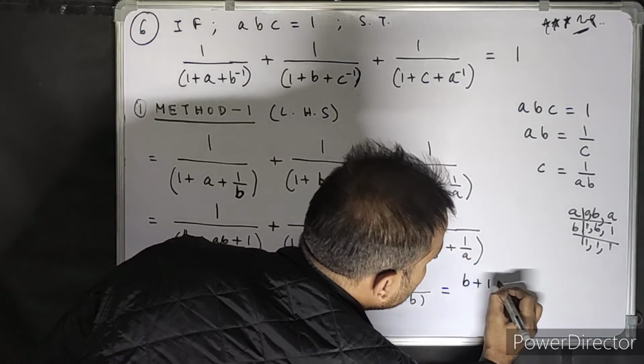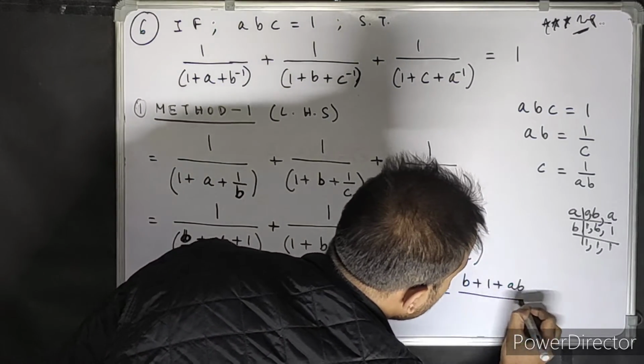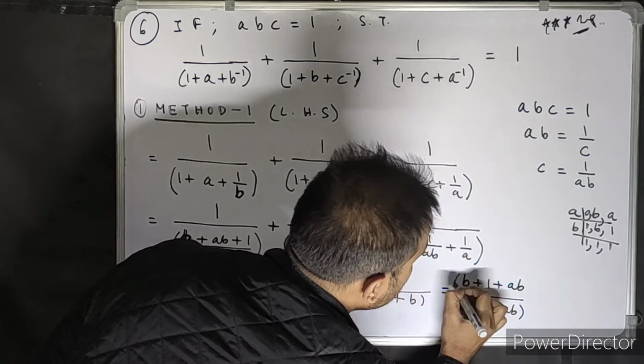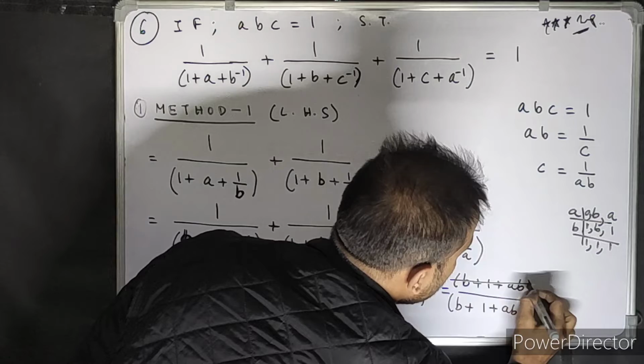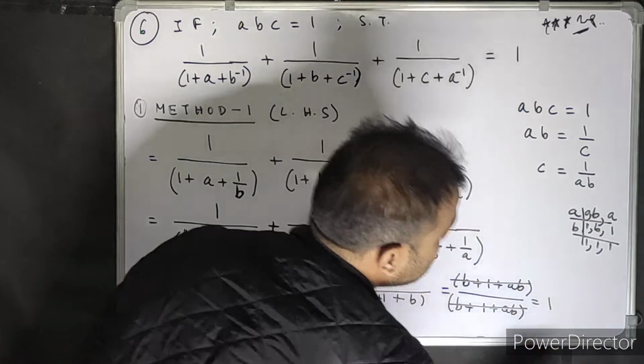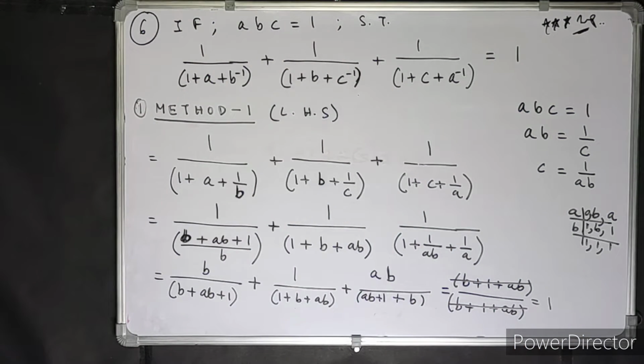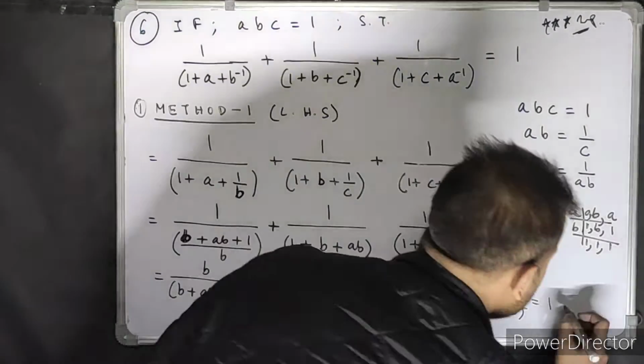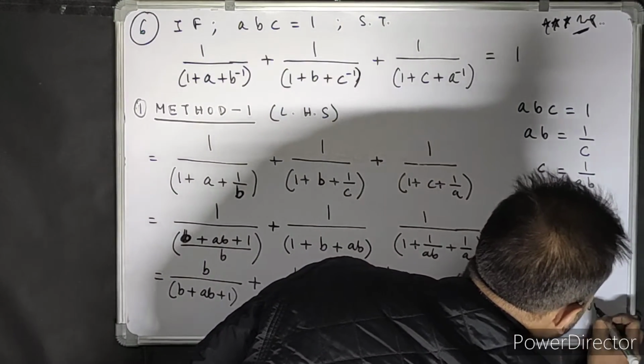So you get B plus 1 plus AB, and down also you can write the same way, B plus 1 plus AB. Write it any way you like. They are all added. Cancel them out. These two are cancelled out. Answer is 1. Okay. So I have proved that it is equal to 1. So this is proved.